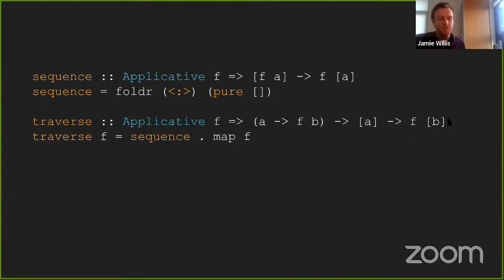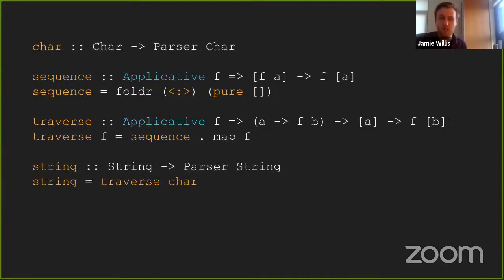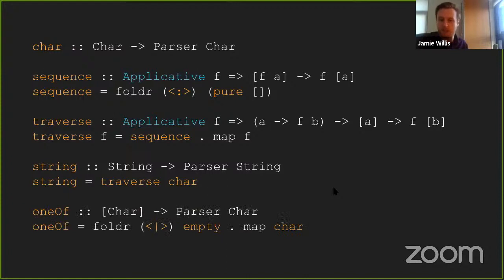And one of my favorite consequences of this is actually how to parse strings. If we take the char combinator that we had before, then reading a string is just traversing with char. So we take every character in the string and we turn that into a parser in its own right that matches just that character. And then we sequence them all together. And what that will do is make a string at the other end. And this is the sort of stuff that really attracted me to parser combinators in the first place. You can use higher order functions from Haskell to do a lot of cool stuff.